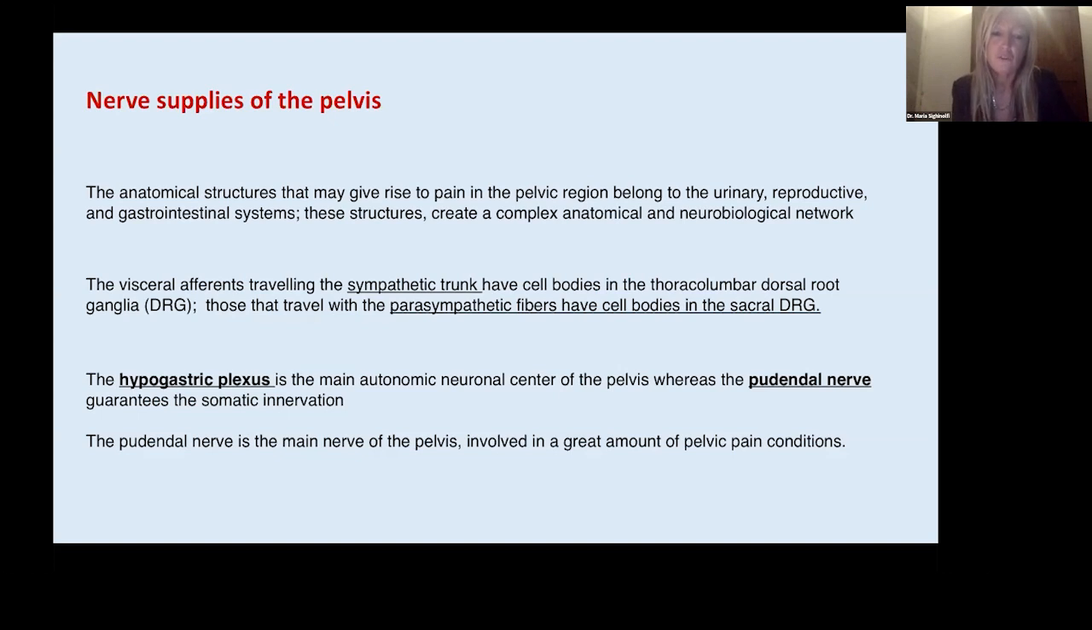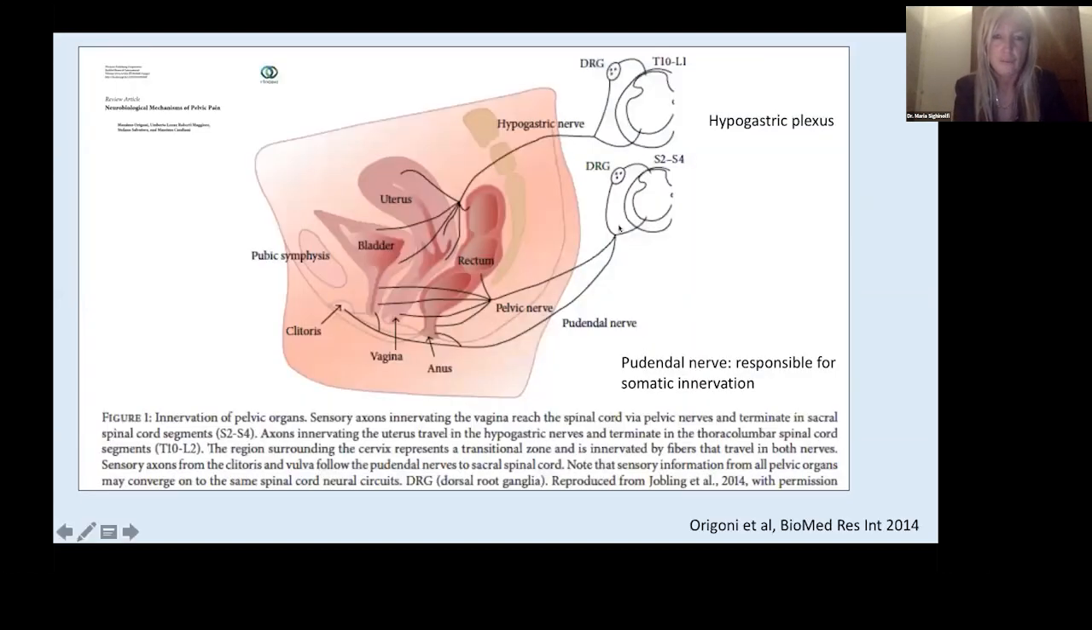The hypogastric plexus is the main autonomic neuronal center of the pelvis, whereas the pudendal nerve guarantees the somatic innervation. The pudendal nerve, we know, is the main nerve of the pelvis, involved in a great number of pelvic conditions. This picture represents the female pelvic anatomy.